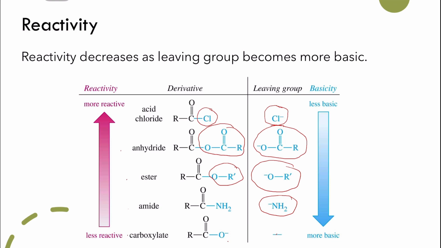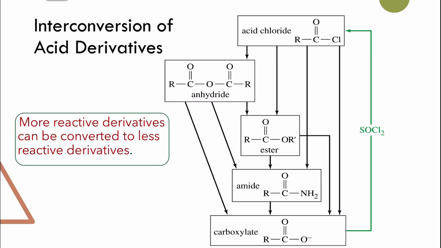Now we know that acid chloride is the most reactive. That means the chloride is the best leaving group, so we can substitute it with any other nucleophile from this list. Let's have a general look at how we can do this. A general rule is that more reactive derivatives can be converted to less reactive derivatives. We know that the acid chloride is the most reactive, so it can be converted to any of the other acid derivatives.